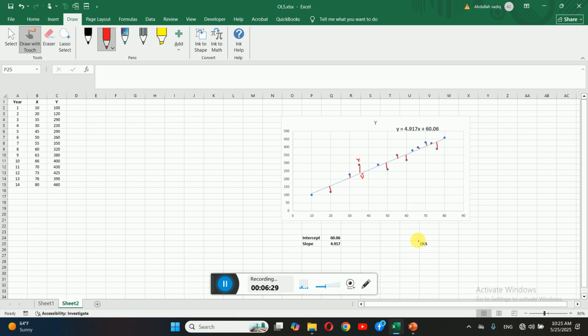Once again, dear students, this is the line which passes perfectly in between. So we have the negative values and the positive values, with ups and downs. And if you take the square of all of them and sum them, then the sum of all these points is minimum in the situation of OLS.